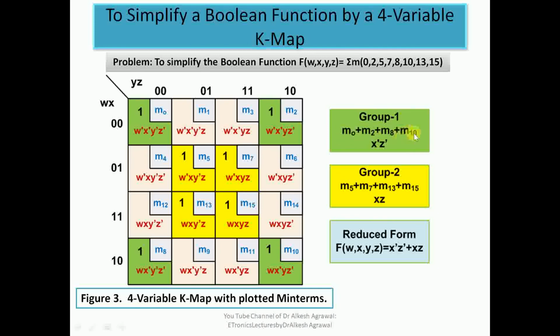So if we want to directly write the reduced form, we'll focus first on these two rows for WX. Here WX is 0 0, here WX is 1 0. So what is fixed is X, what is changing is W. So W is removed, what we get is X bar. So I have written X bar. We focus on these two columns for YZ. Here Y is 0 and Z is 0 and Y is 1, Z is 0. So Y is changing, so Y will be removed and what is left is Z bar. So the final expression is X bar Z bar.